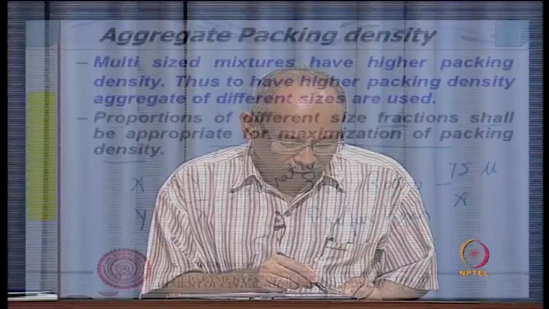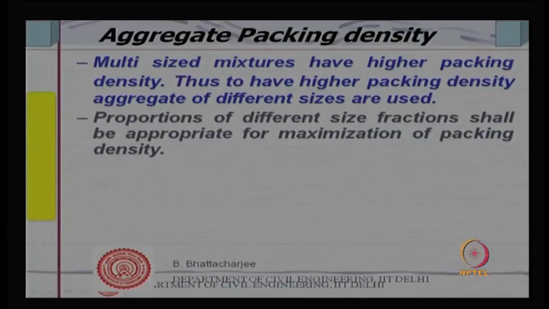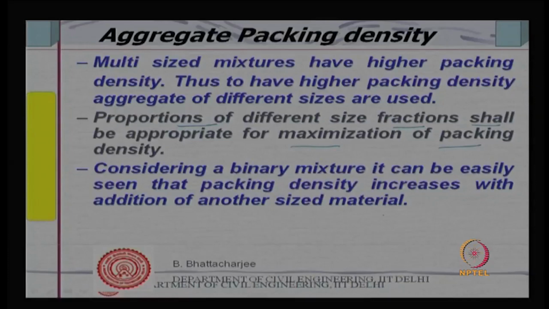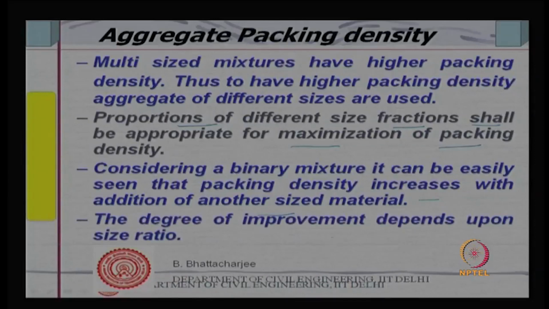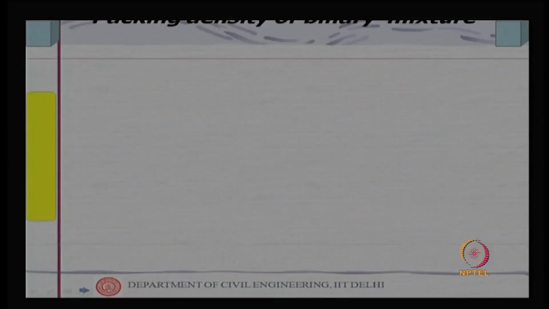So, size ratio is important, proportion is also very important. Maximization of the packing density is possible depending upon the proportions of each size fraction. Now, this can be explained very easily considering a binary mixture. Let us see how packing density increases with addition of another size material, we can understand this much more easily. Obviously, the degree of improvement depends upon size ratio, as I have already mentioned, and let us look into how it improves.